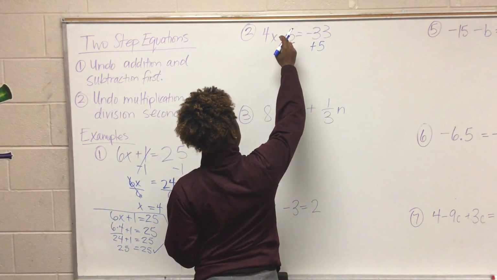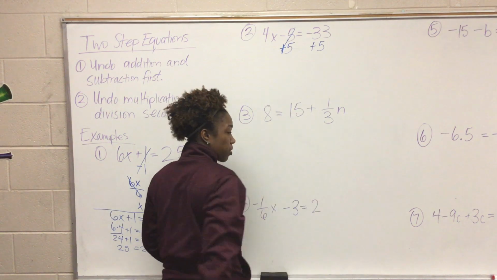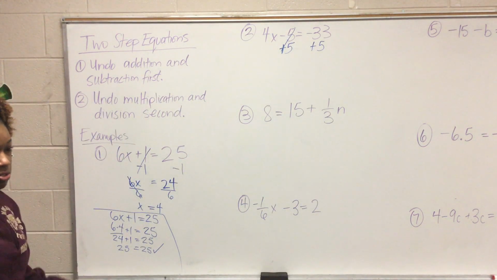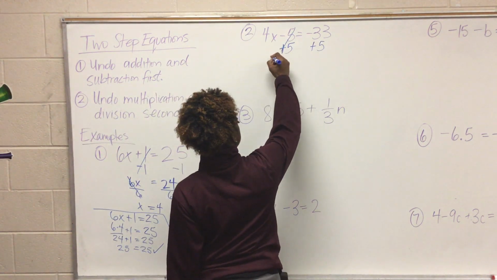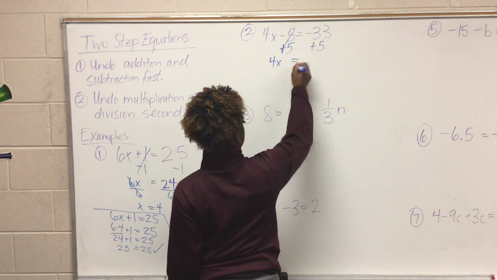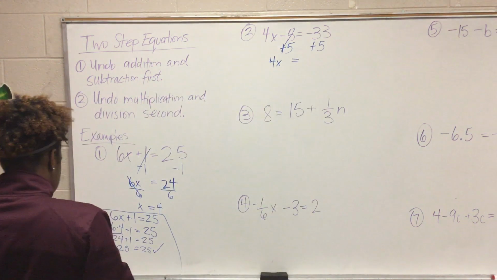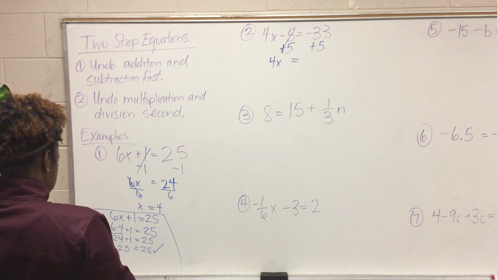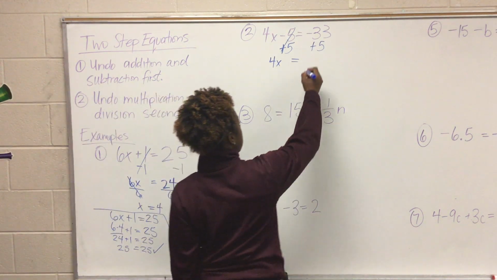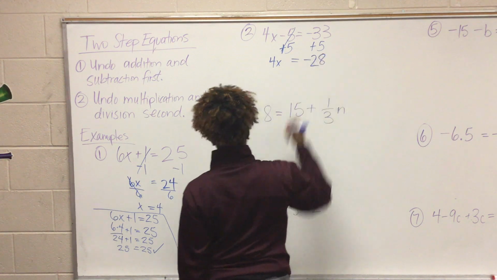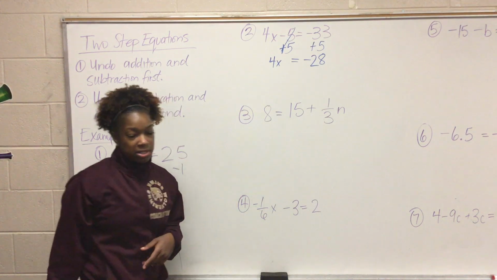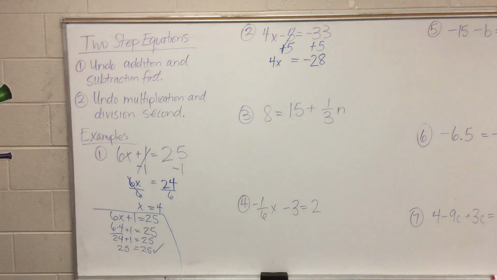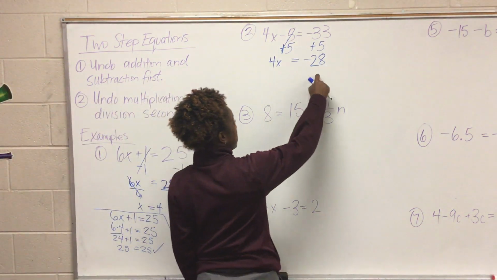Negative 5 plus 5 cancels out. That is a zero pair, which means when you add them together, you get 0, or additive inverse. We're left with just 4x equals, then you have negative 33 plus 5, which will give you negative 28. Now we're down to a one-step equation. So after you do your first step on a two-step equation, you're down to a one-step equation. So now we have 4x equals negative 28.